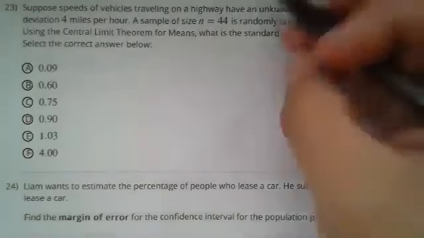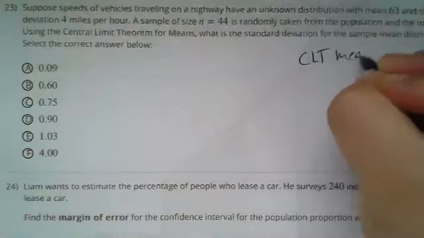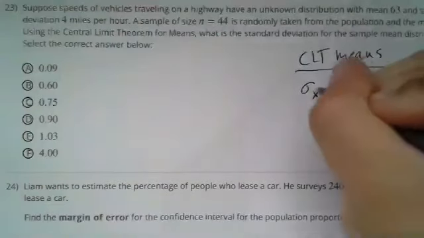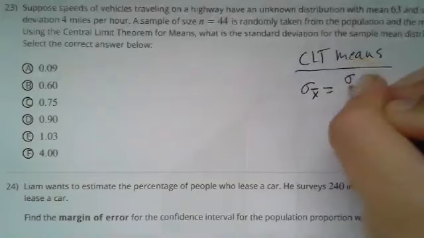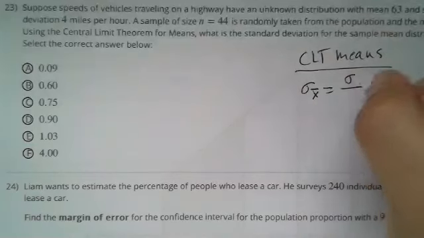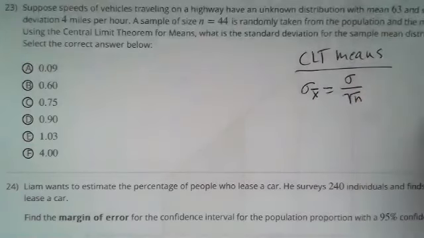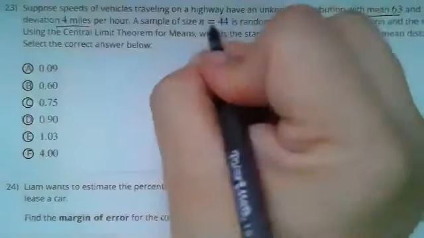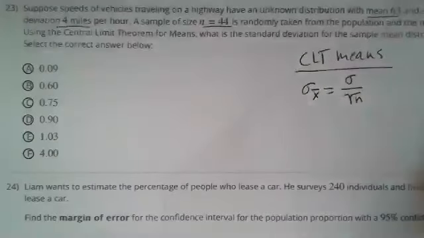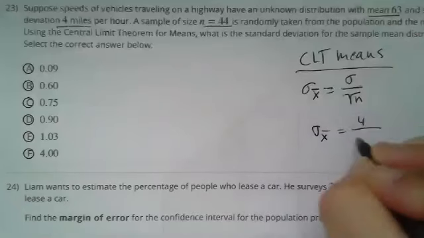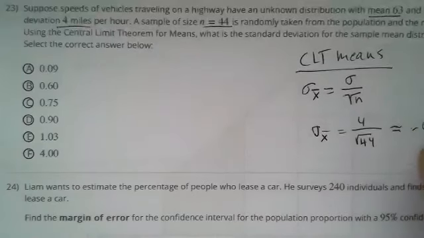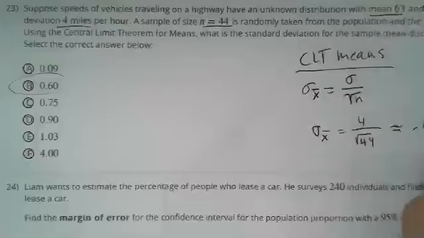So this one you need to remember CLT for means. So what does that mean? That means that the standard deviation for the sample mean is equal to the standard deviation for the original distribution over the square root of n. Okay, so we're given all that information. We're given that the standard deviation is 4, and we're given that n is equal to 44. So it's really just plugging in. Okay, and that's approximately 0.60, and there it is. So your answer would be B.